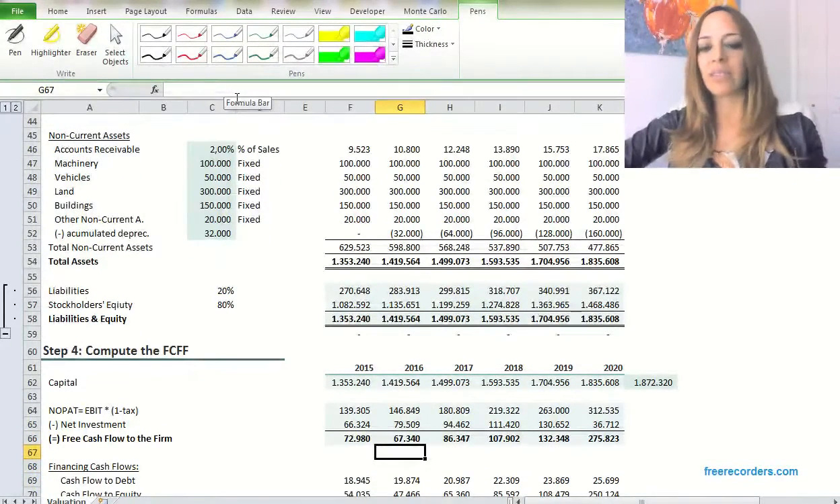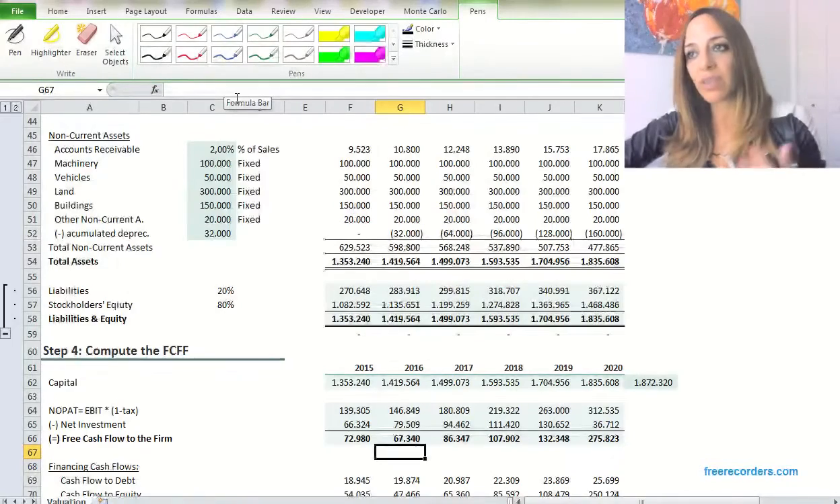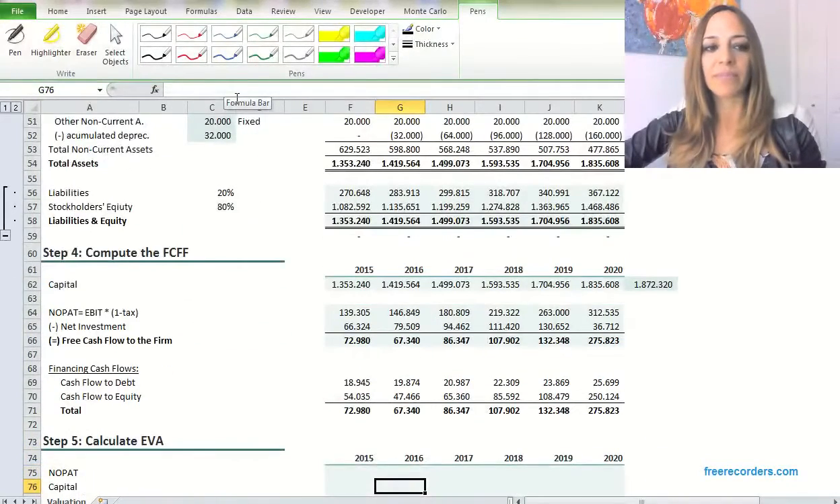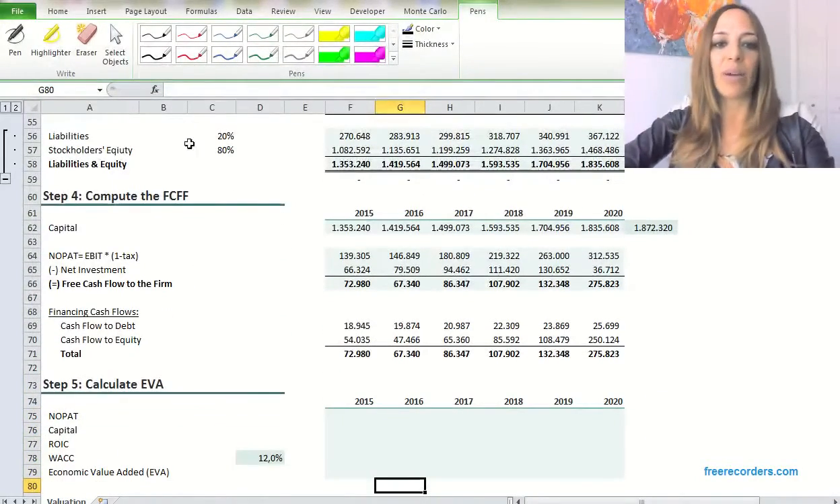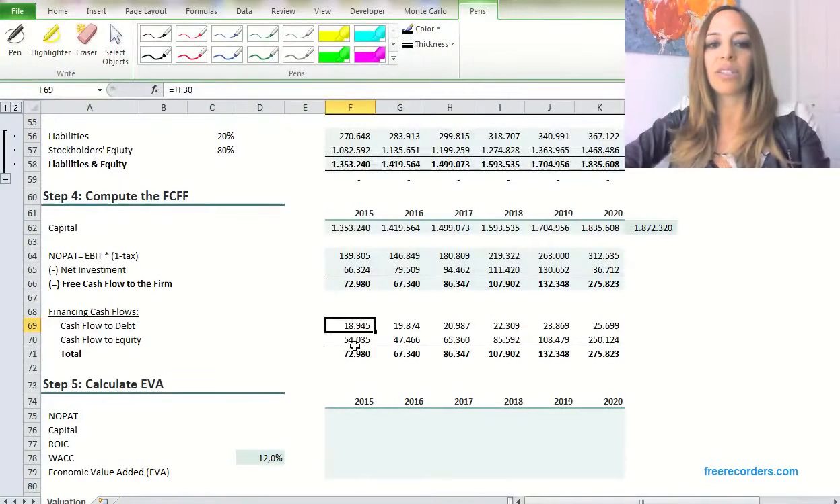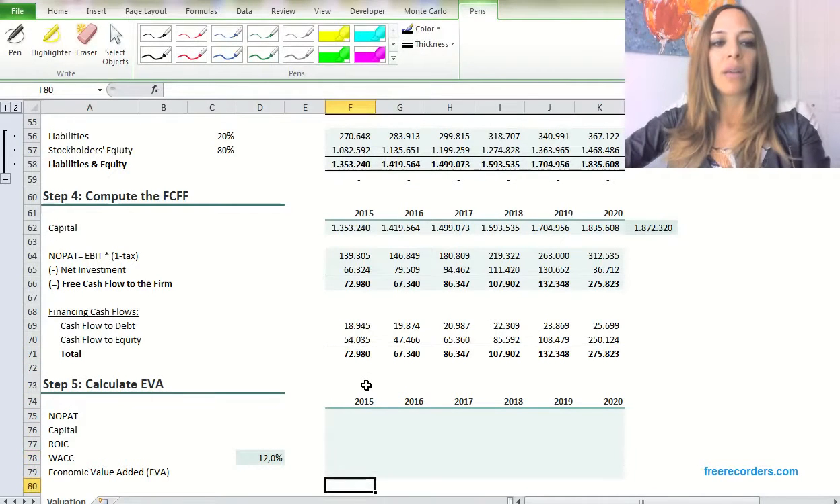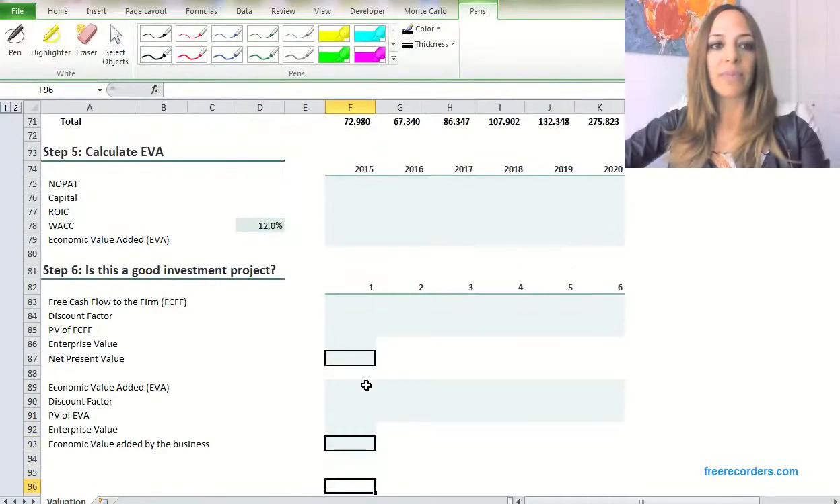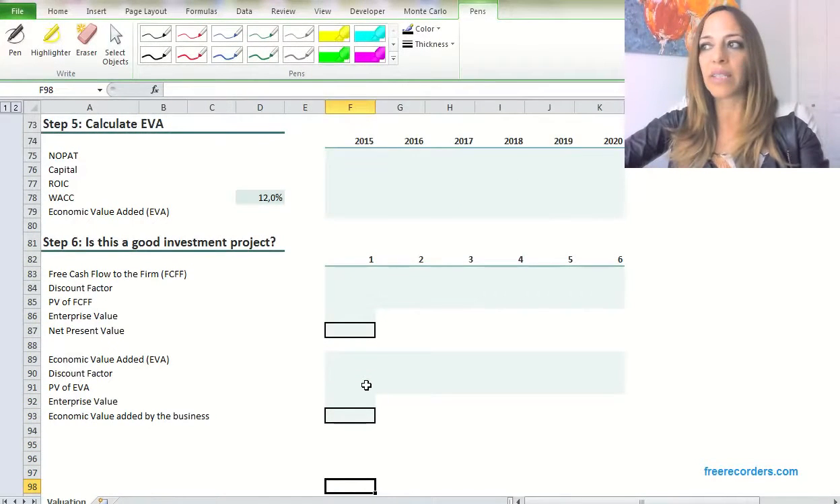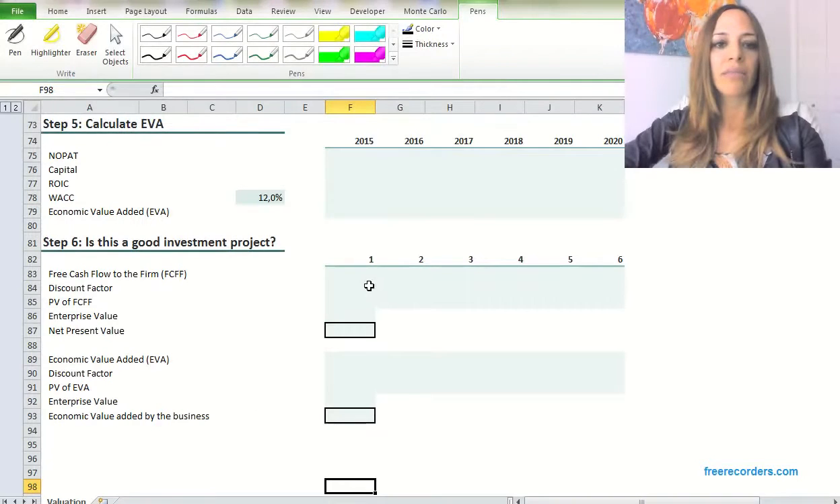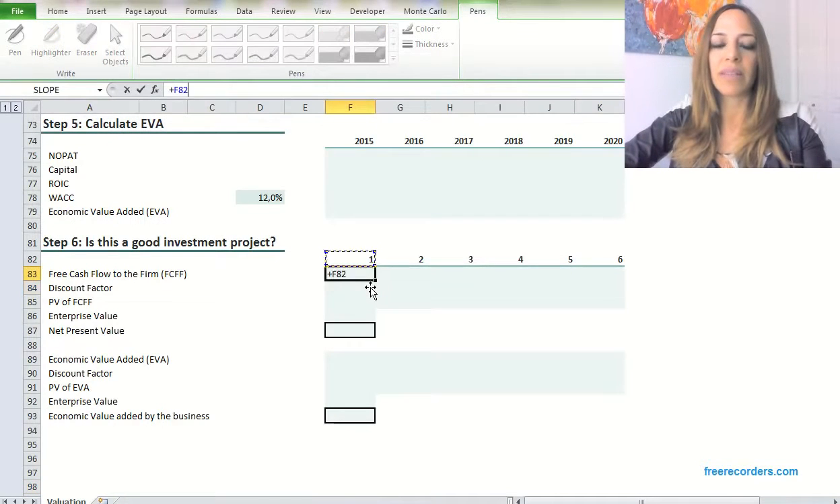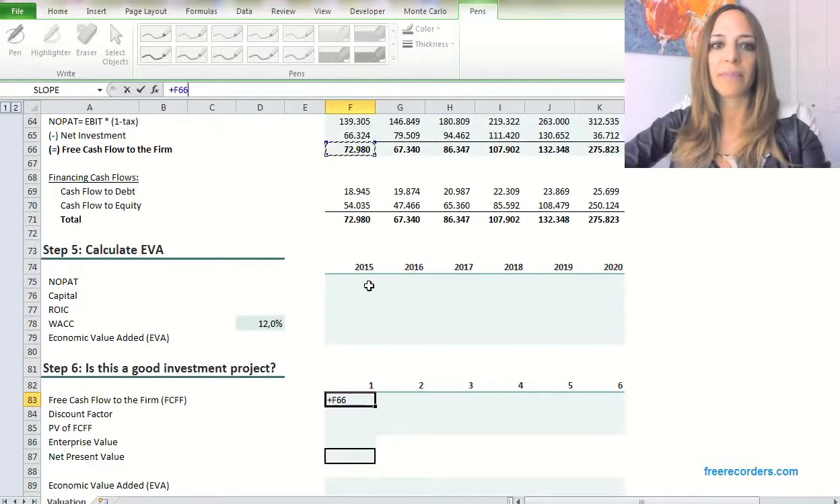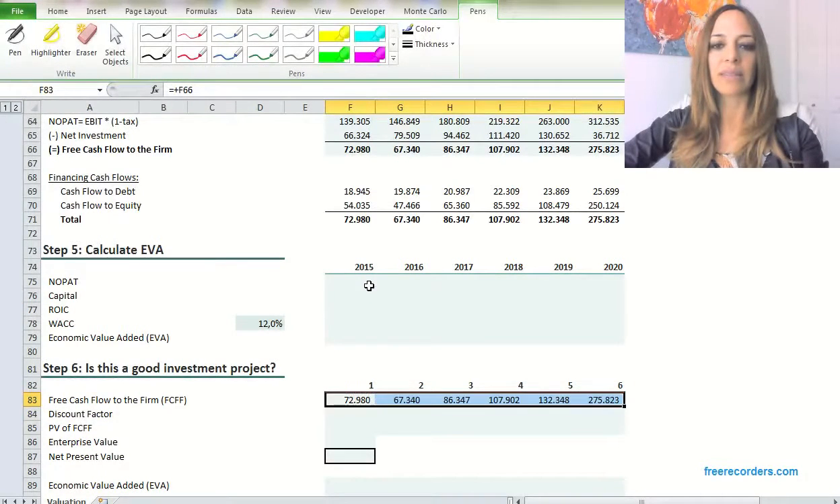So could we just simply add all the cash flows? No, we need to discount them to present value. Okay, we may separate how much goes to debt and how much goes to equity. We may separate that if we like. But let's discount the free cash flow to present value. And then I will do this and then I'll go back to EVA. Free cash flow to the firm, in this case, is what we have on line 66.